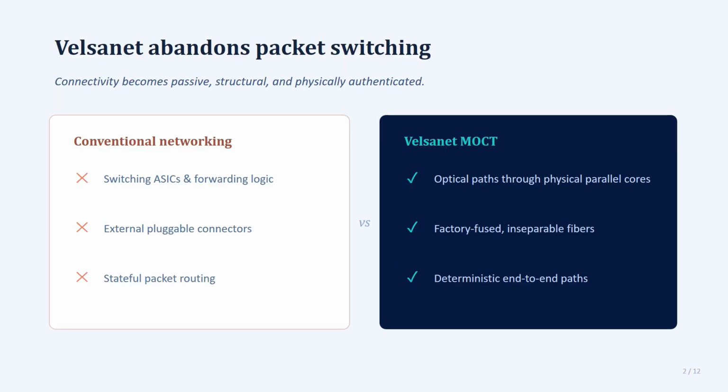There are no switching chips. Optical paths form through physical parallel cores, not forwarding logic. There are no connectors. Fibers are fused at the factory as inseparable parts of the device. And there is no routing. Deterministic end-to-end paths replace stateful packet handling entirely.